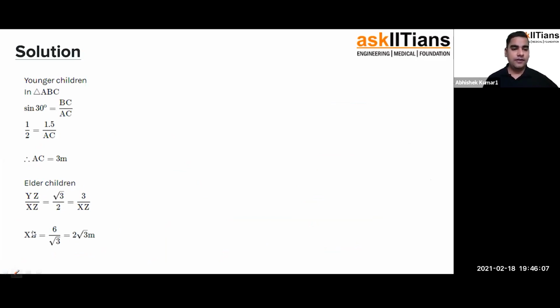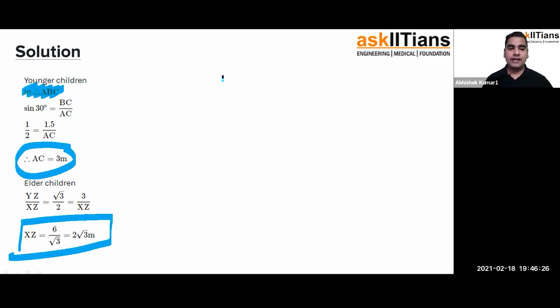You can check here. You have two triangles. One triangle is ABC, in which if you apply the trigonometry concept that you studied, you will get AC is equal to 3 meter, and we also got AC is equal to 3 meter. The other triangle was XYZ, and if you apply sine 60 degree in that, you will get the length of the slide meant for elder children to be 2 root 3 meter. Clear?